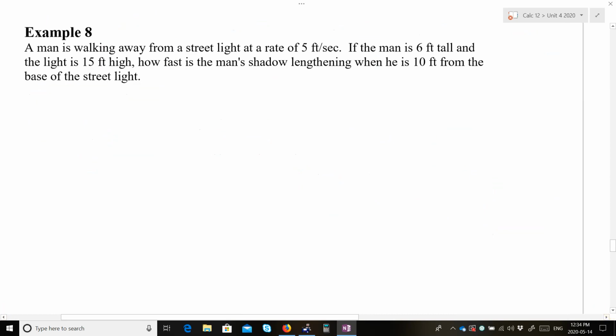Let's try example 8. A man is walking away from a street light at a rate of 5 feet per second. If the man is 6 feet tall and the light is 15 feet high, how fast is the man's shadow lengthening when he is 10 feet from the base of the street light? Okay.